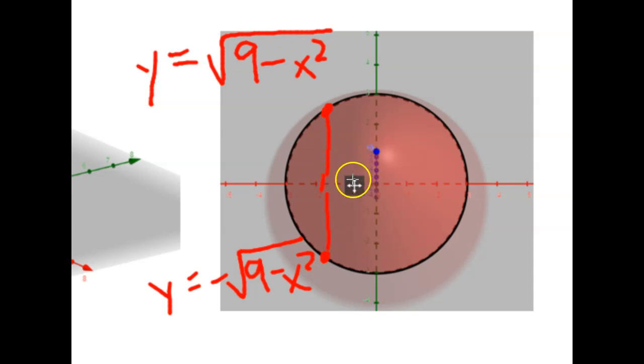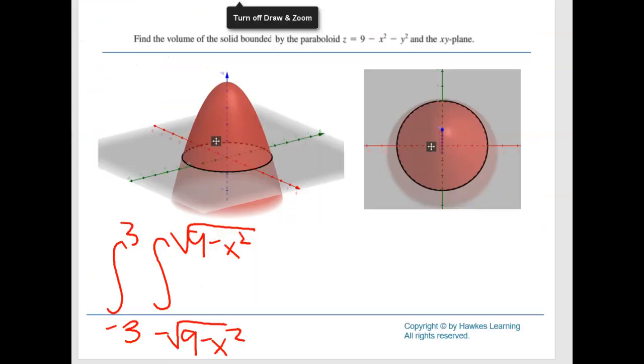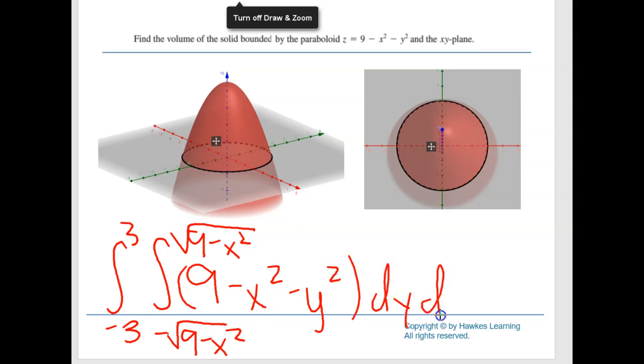So you give me an x. How do I find the y coordinates that it's bounded by? I plug x into these two equations, and that gives me my lower and upper bound for y. So these are going to be the limits of integration for the y part. And then I've got the integrand, which is 9 minus x squared minus y squared, and then my differentials. So I'm doing y first, and then x is on the outside.